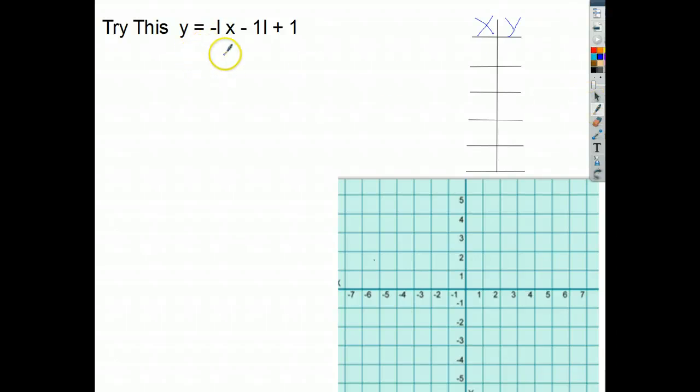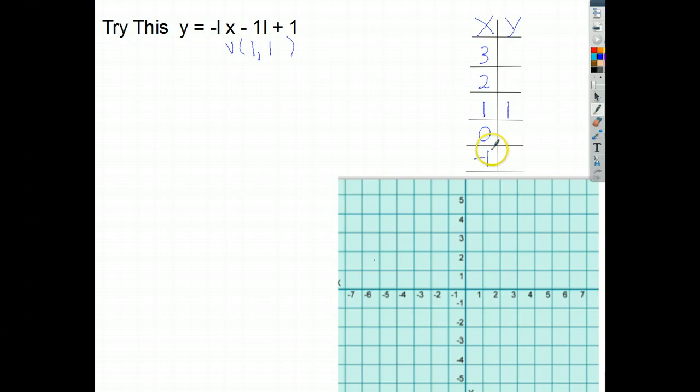Okay, that should have been time enough for you to do it. Again, we'll put the vertex under here. The opposite of -1 is 1. Whatever this is, that's the y. The vertex is 1, 1. Counting up, I go to 2, and then 3. Counting down, 0, negative 1.